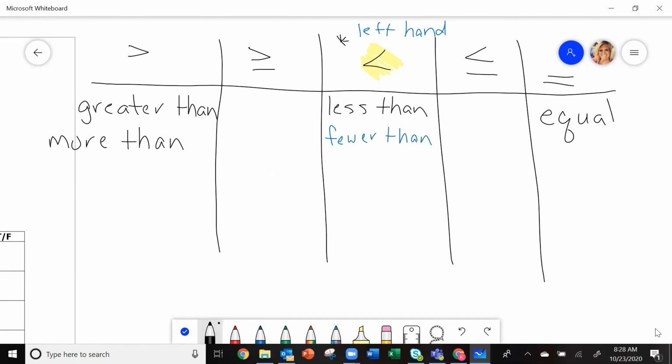Now, what is this symbol right here in the second one? This is greater than, or equal to. And the one over here to the left is less than or equal to.